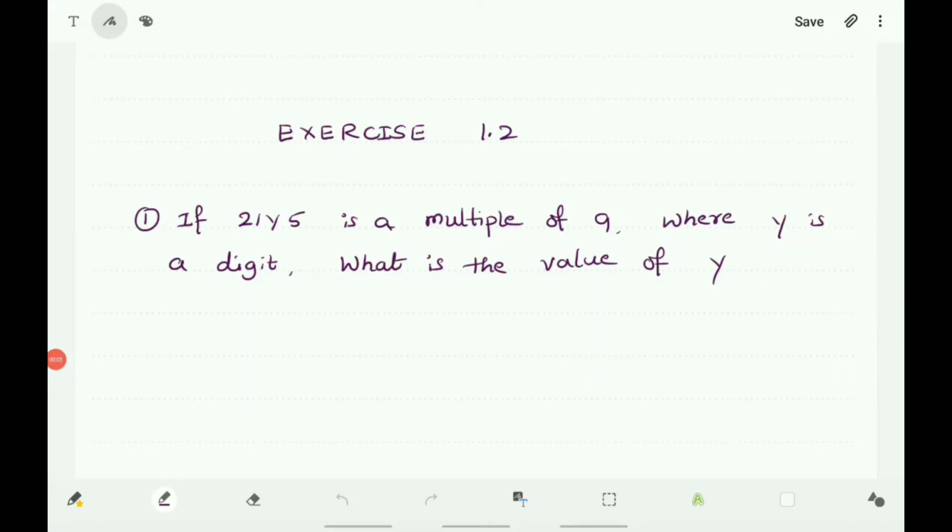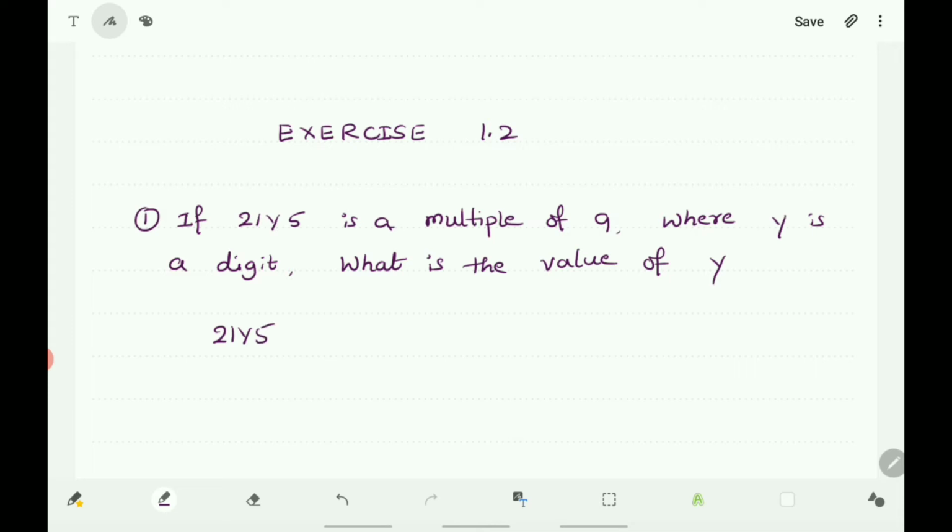Children, let us solve the questions in the exercise 1.2. The questions are on the base of divisibility test. Here the first question is, if 21y5 is a multiple of 9 where y is a digit, what is the value of y? So you take the number here. The number is given there.